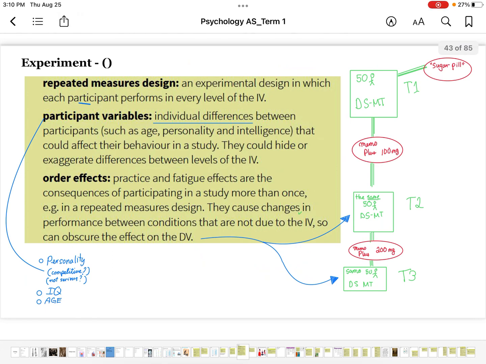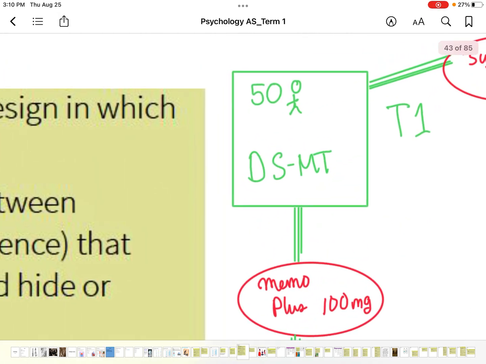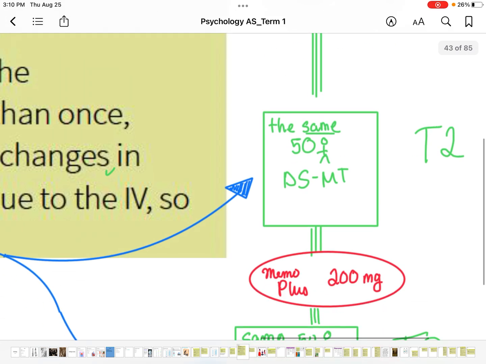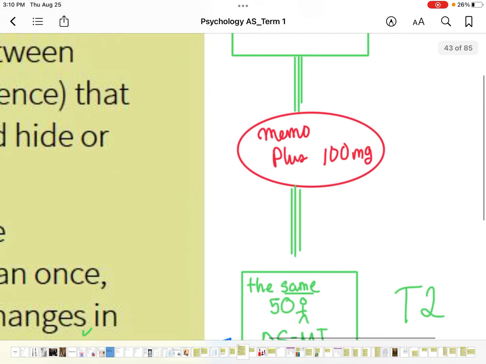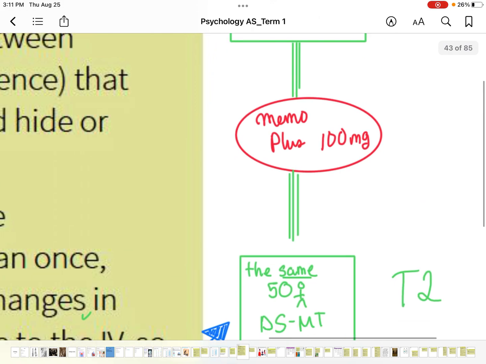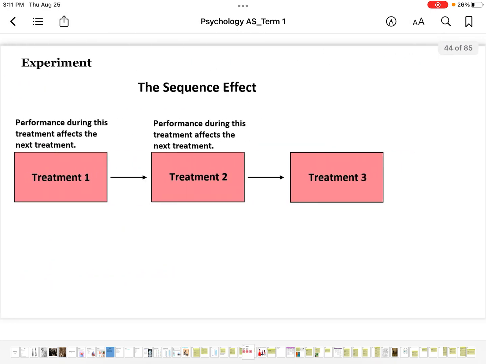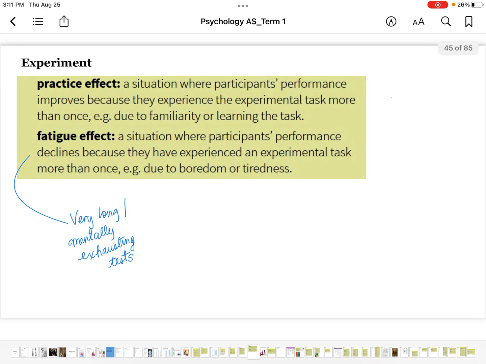What is a practice effect? The practice effect is, for example, they took the test. Now they have an idea what the test looks like, right? The test is you say the number, you write it down. So now, because you have practice, you are expected to do better here. And that may not necessarily be because of the Memo Plus pill. It's because you had practice. Therefore, it's the practice effect. Not really the drug effect, but the practice effect, which makes your study not so good.